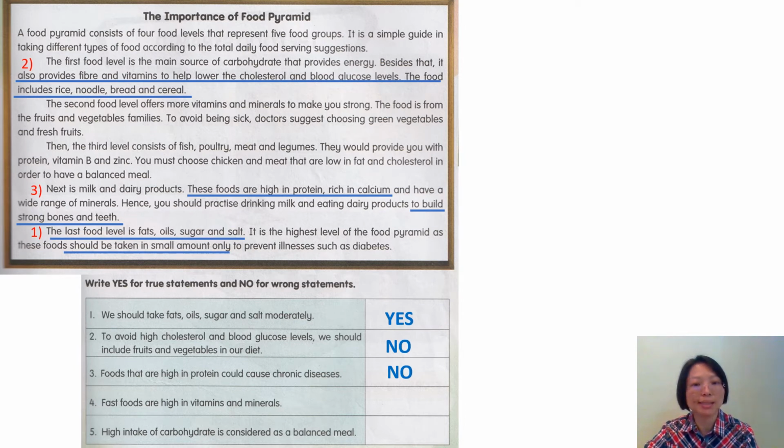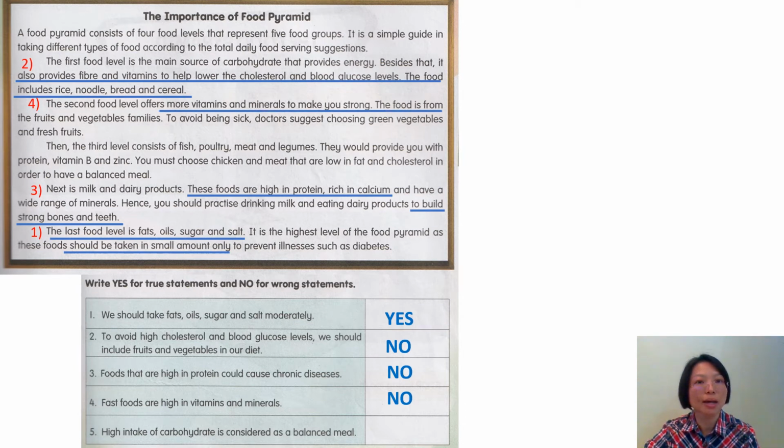Now let's look at statement number 4. Statement number 4 here says, fast foods are high in vitamins and minerals. Okay, fast food like McDonald's, KFC, pizza. So what is the answer? The answer is no. And where do we get the answer from the passage? Okay, look at number 4 here. It is taken from paragraph 3.